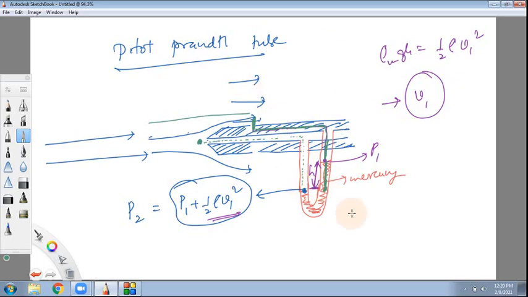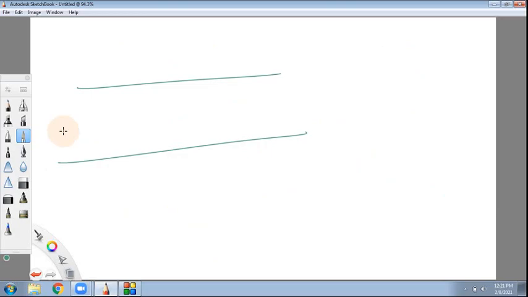So what am I getting ultimately? P1 plus rho mercury into G into H is P2, but P2 is P1 plus half rho V1 square. So effectively, by measuring this height, you are measuring the dynamic pressure, and from there you can calculate V1. This is the idea of a Pitot-Prandtl tube. So essentially a Pitot tube, what is it measuring? It is measuring the stagnation pressure. If you have a normal river flowing with the speed V1, the pressure at any point is P1 plus half rho V1 square.